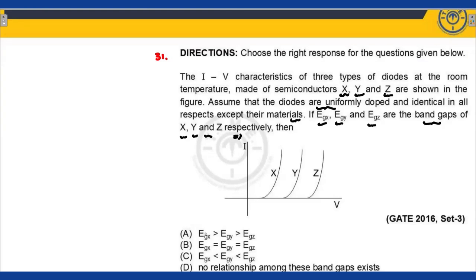Okay, three semiconductors he has taken, my dear friends. Very important is that if I am taking this particular diode, see here, made of three types of diodes made of the three semiconductors. Okay, and the cut-in voltages, if I am taking the cut-in voltage of this particular diode, which is very important, my dear friends. Cut-in voltage. This is V gamma 1, V gamma 2, and V gamma 3 are the cut-in voltages, my dear friends. Very important here, where cut-in voltages.